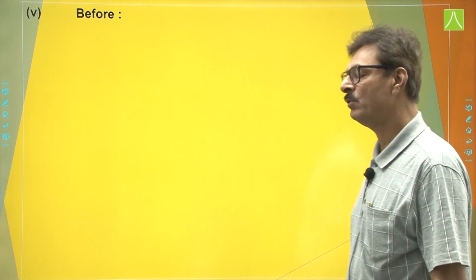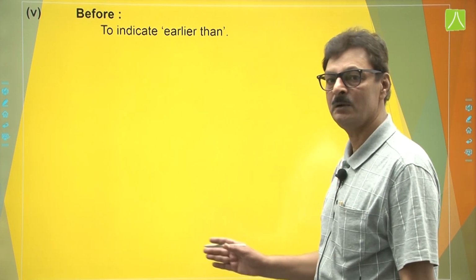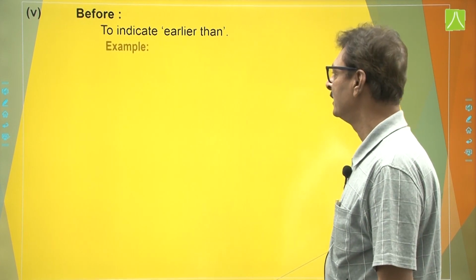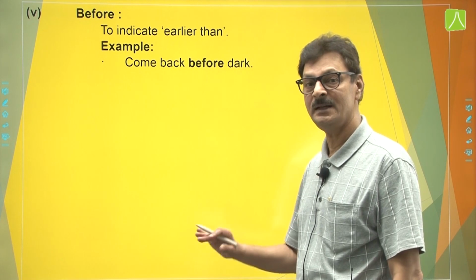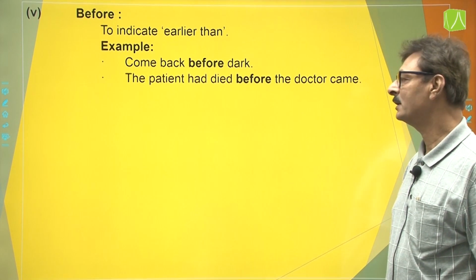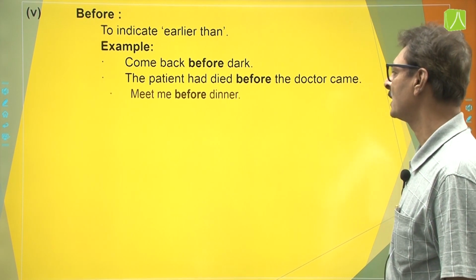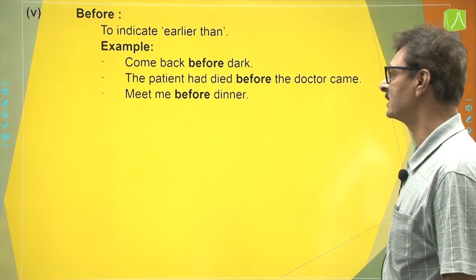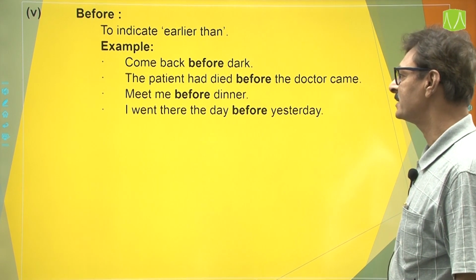Let's move on to the next, before. How to use this preposition? To indicate earlier than, meaning before that. Example, come back before dark. Yes. Earlier than. The patient had died before the doctor came. Yes, he had already died before. Meet me before dinner. Simple example. I went there the day before yesterday.